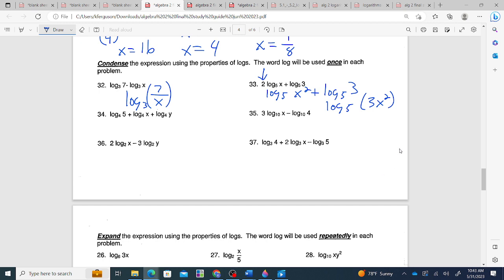I went to power rule, then I went to the product rule, excuse me. Plus means product, minus means quotient. So right here, I got three of them. So that's just three things being multiplied because of the pluses. So that's log base 4 of 5xy. Like I said, put the parentheses just to be on the safe side.